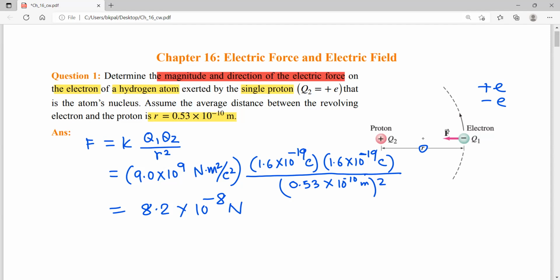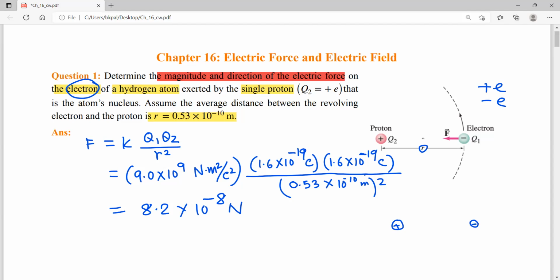Now we still have to determine the direction. We have to determine the direction of the force on the electron. It says determine the magnitude and direction of the electric force on the electron by the proton. So here is the proton. The proton has positive charge and the electron has negative charge.